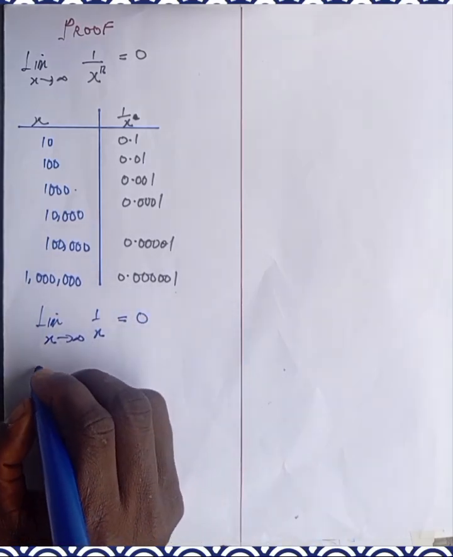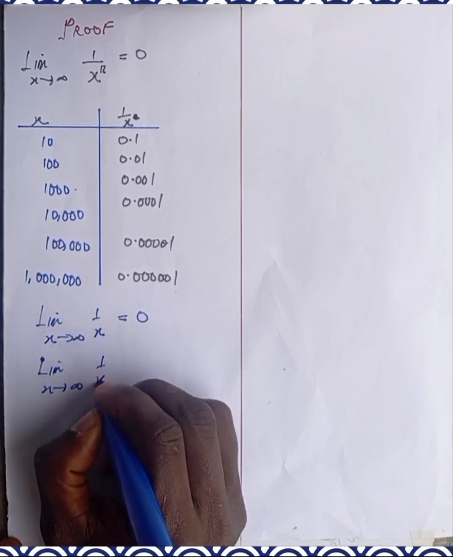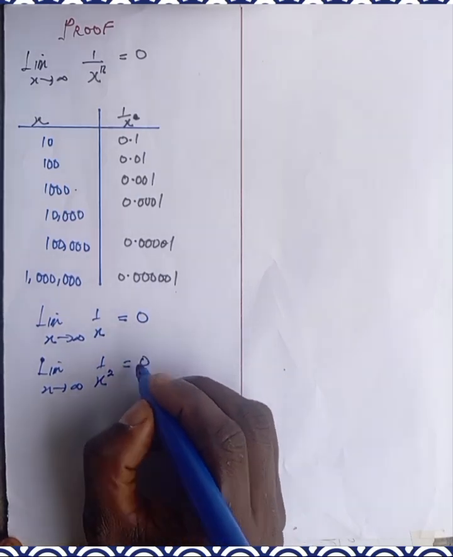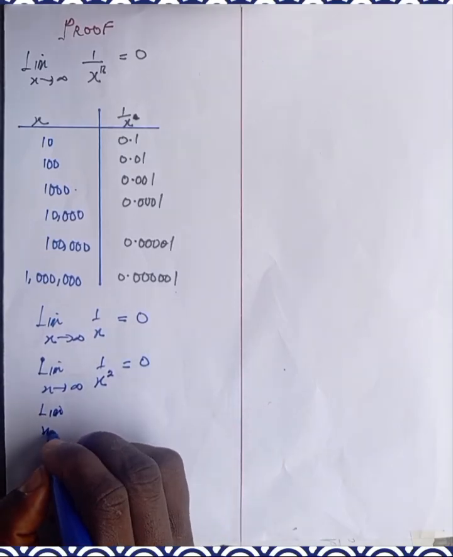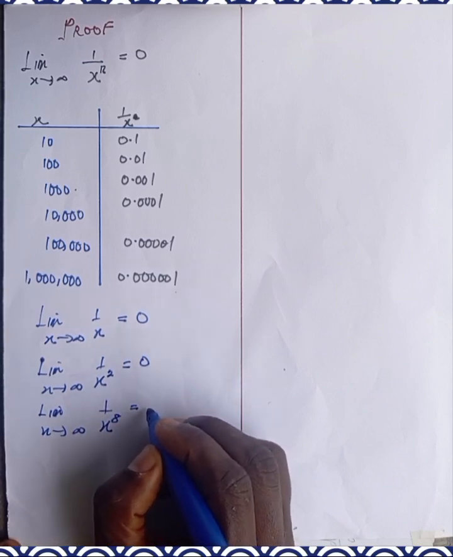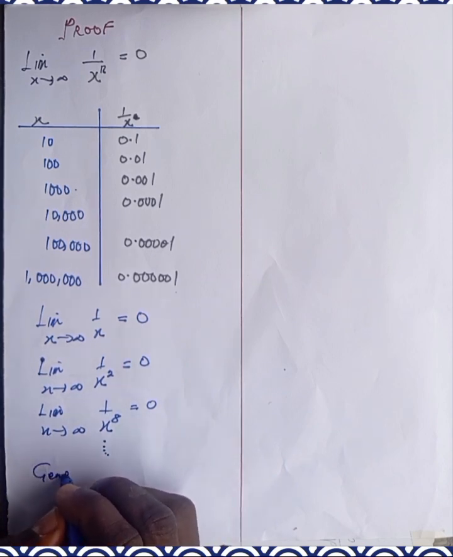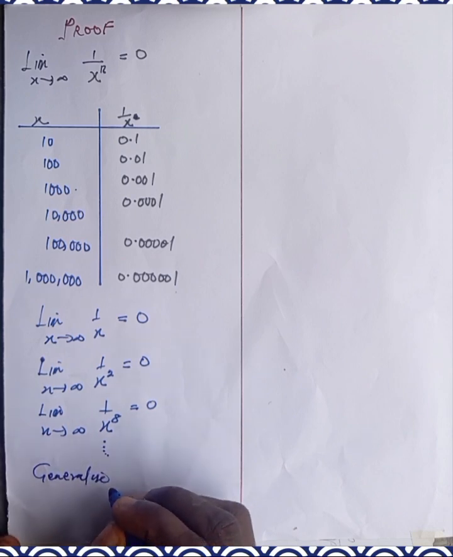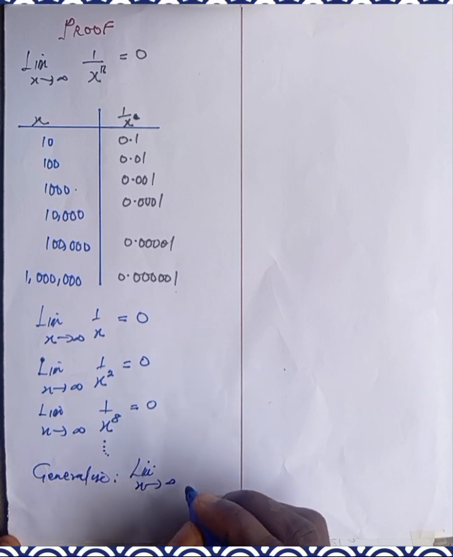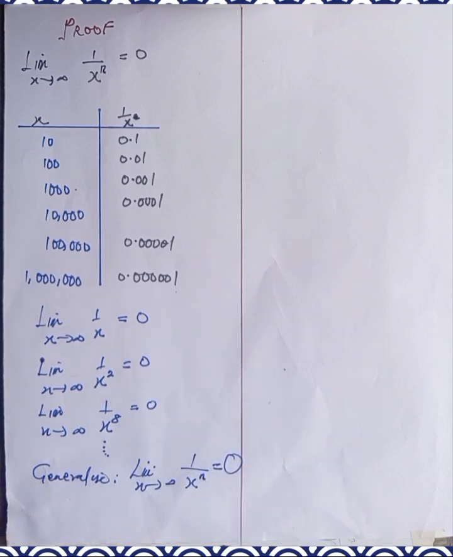0. Now what if we find the limit as s approaches infinity of 1 over x exponent 2? Now this one will round to 0 very fast. What about the limit as s approaches infinity of 1 over x power 8? This one very fast. So we can generalize and say that the limit as s approaches infinity of 1 over x exponent n is equal to 0.